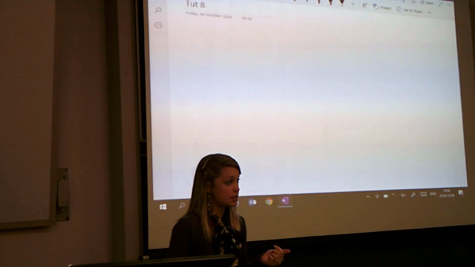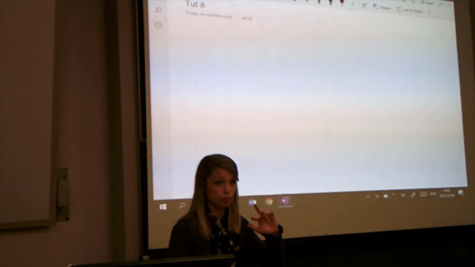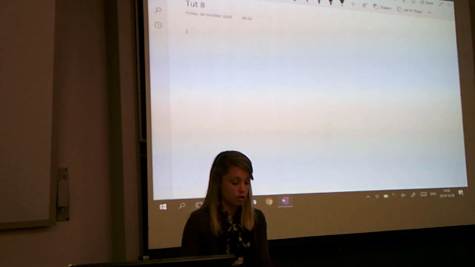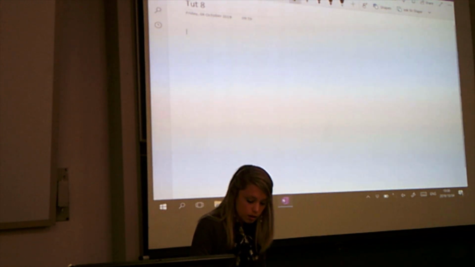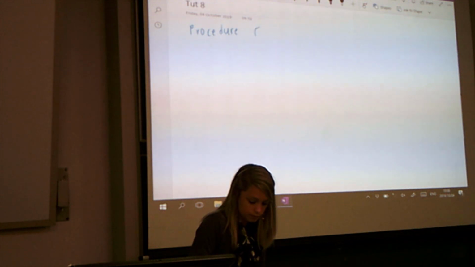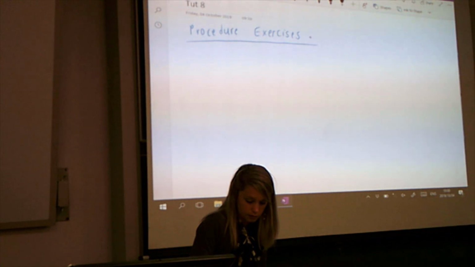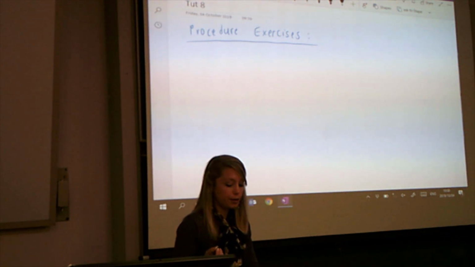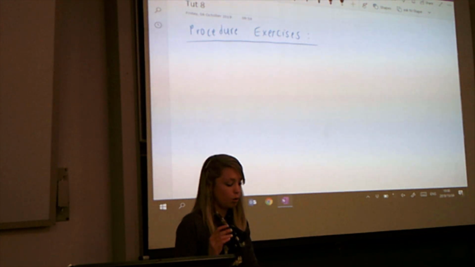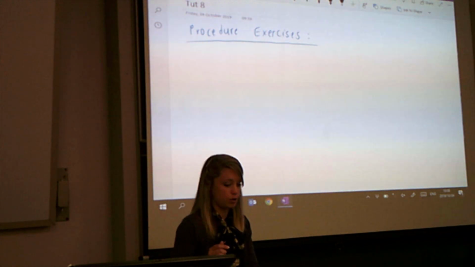For the procedure exercises, and then for the principal exercises, I'm going to do the 2 in the TUT. Right. So this is TUT 8. So the procedure exercises. The first question, all of the questions under the procedure exercises are just to find the inverses.